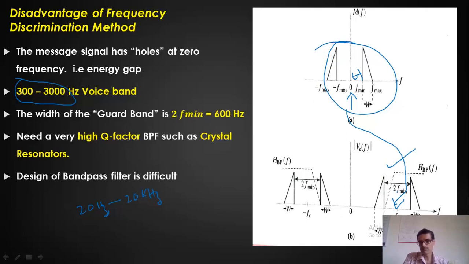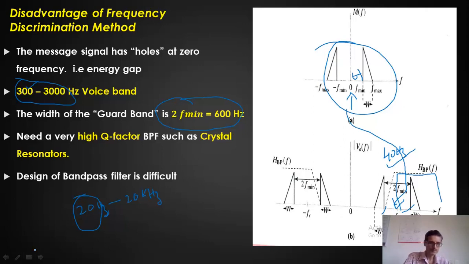This is equal to 2 times f minimum. Just subtracting these frequencies, you get the difference between this frequency and this frequency, and the answer is 2 times f minimum. Now, the minimum frequency in the case of the audio band is 20 hertz. So that means the separation is just 40 hertz. That is, the guard band here is just 40 hertz. If I take the case of the voice band, then 2 f minimum is equal to 600 hertz, just 600 hertz. Even if I design a filter, I have to go with an ideal filter only.